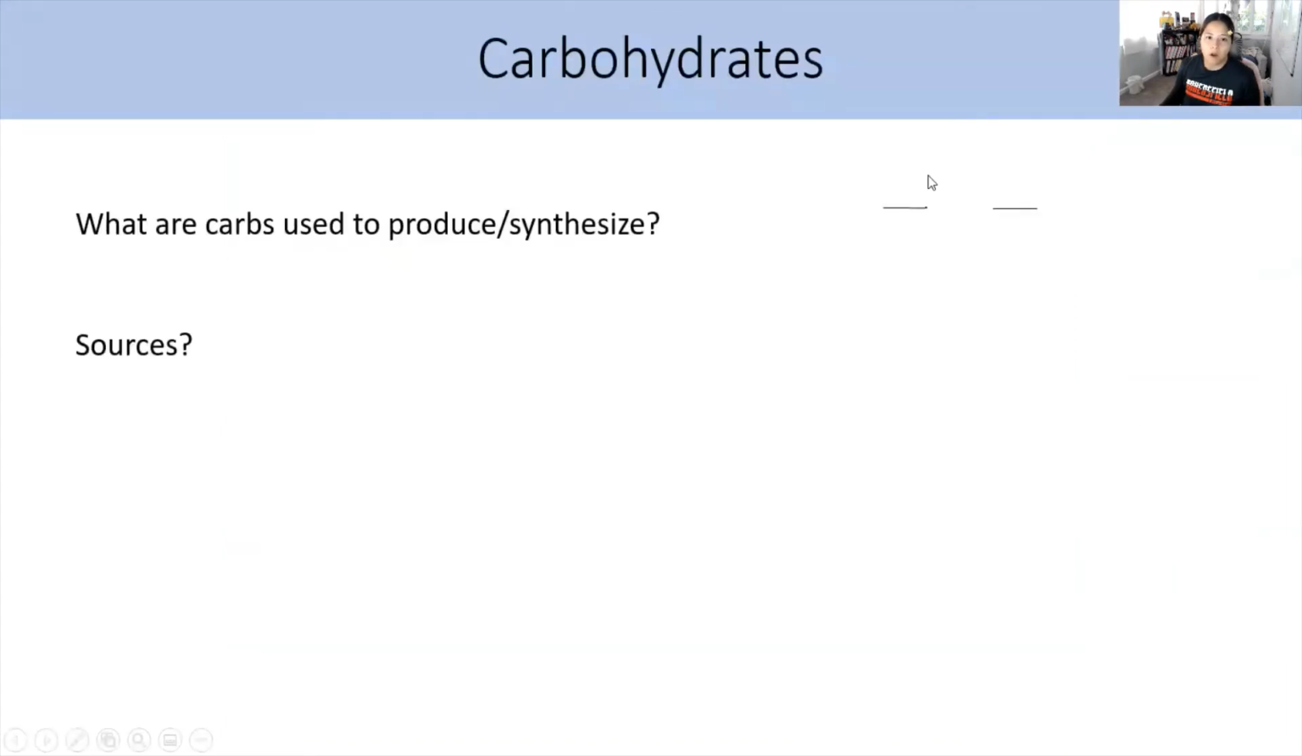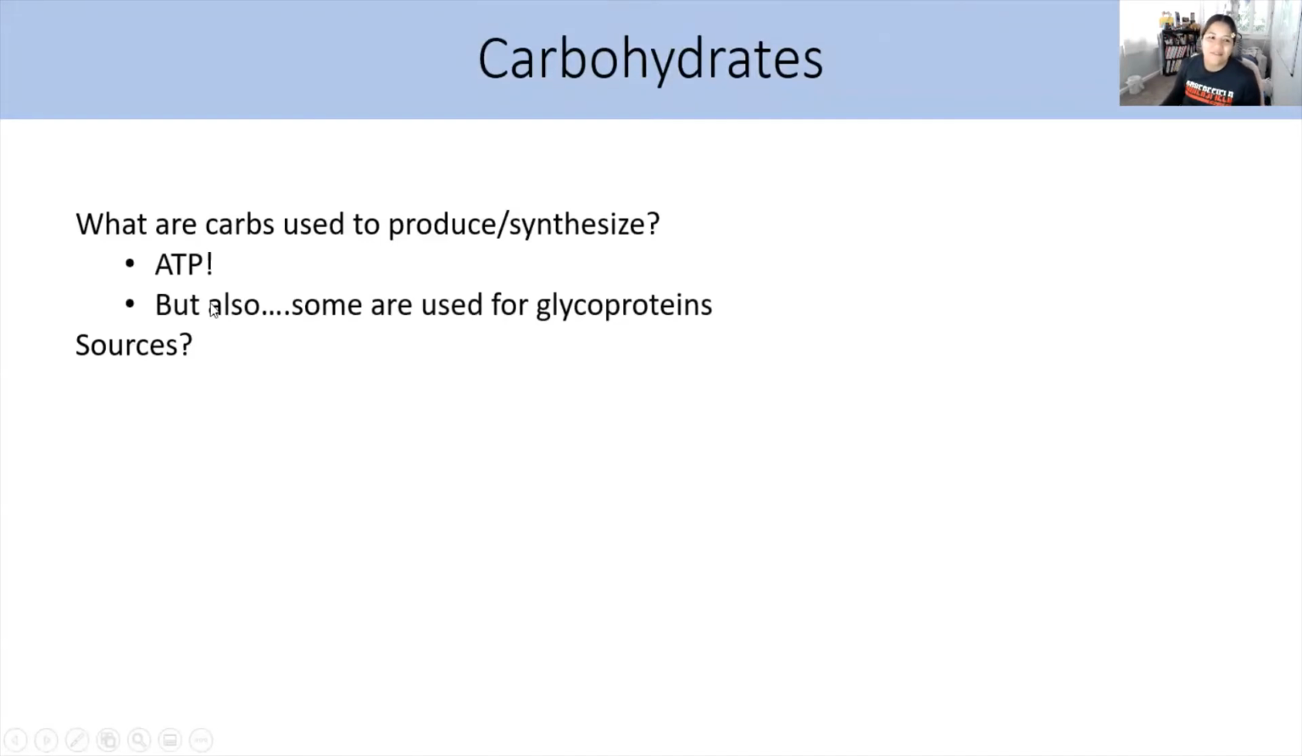So first off, carbohydrates. Carbohydrates are used to produce or synthesize what? And this is where in class you guys would all say ATP. But also some are used for glycoproteins. Some of the glycoproteins that you are already familiar with that we've talked about in Bio 32 or Bio 33. Mucin is a glycoprotein that's used to make mucus. So just combine mucin with water and you have mucus. Also, erythropoietin is also a glycoprotein, which is used to make more red blood cells.